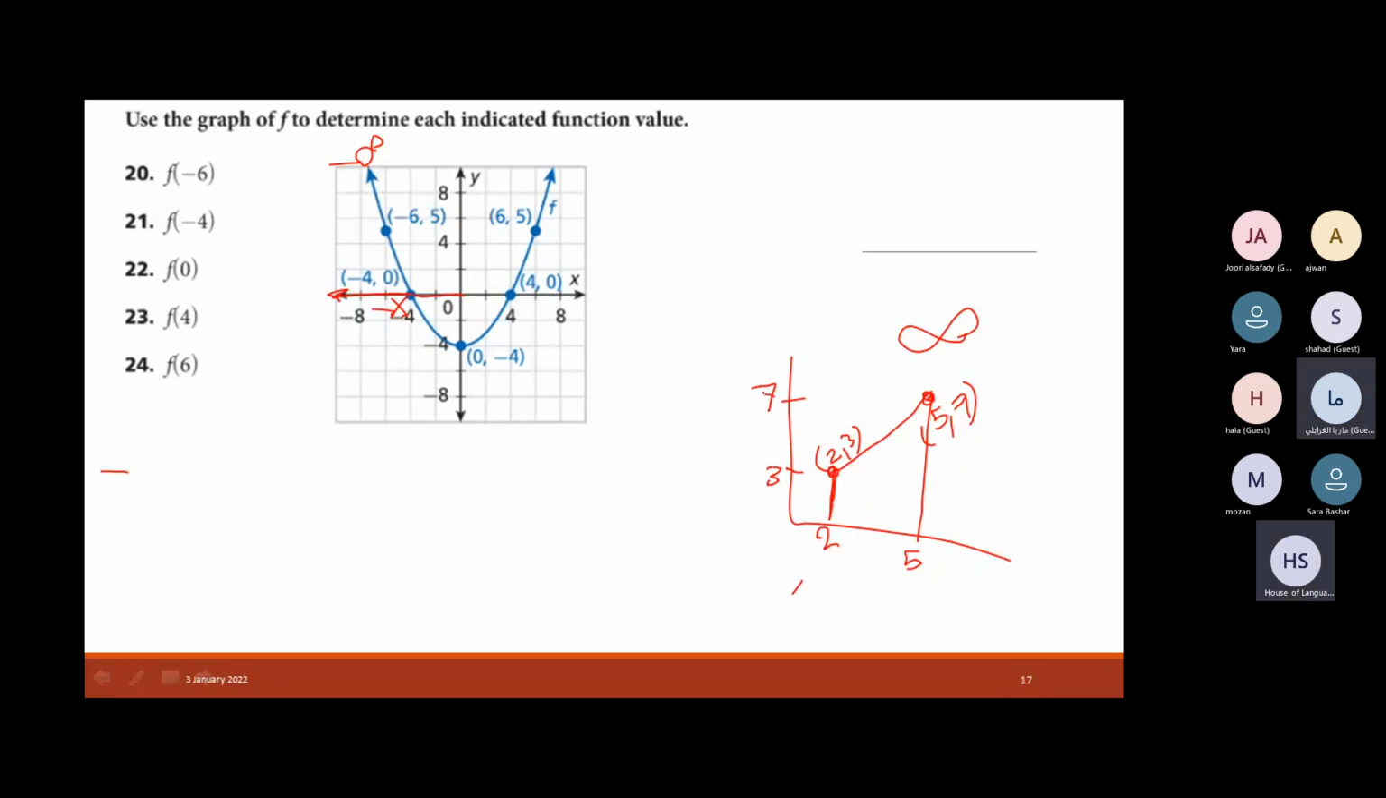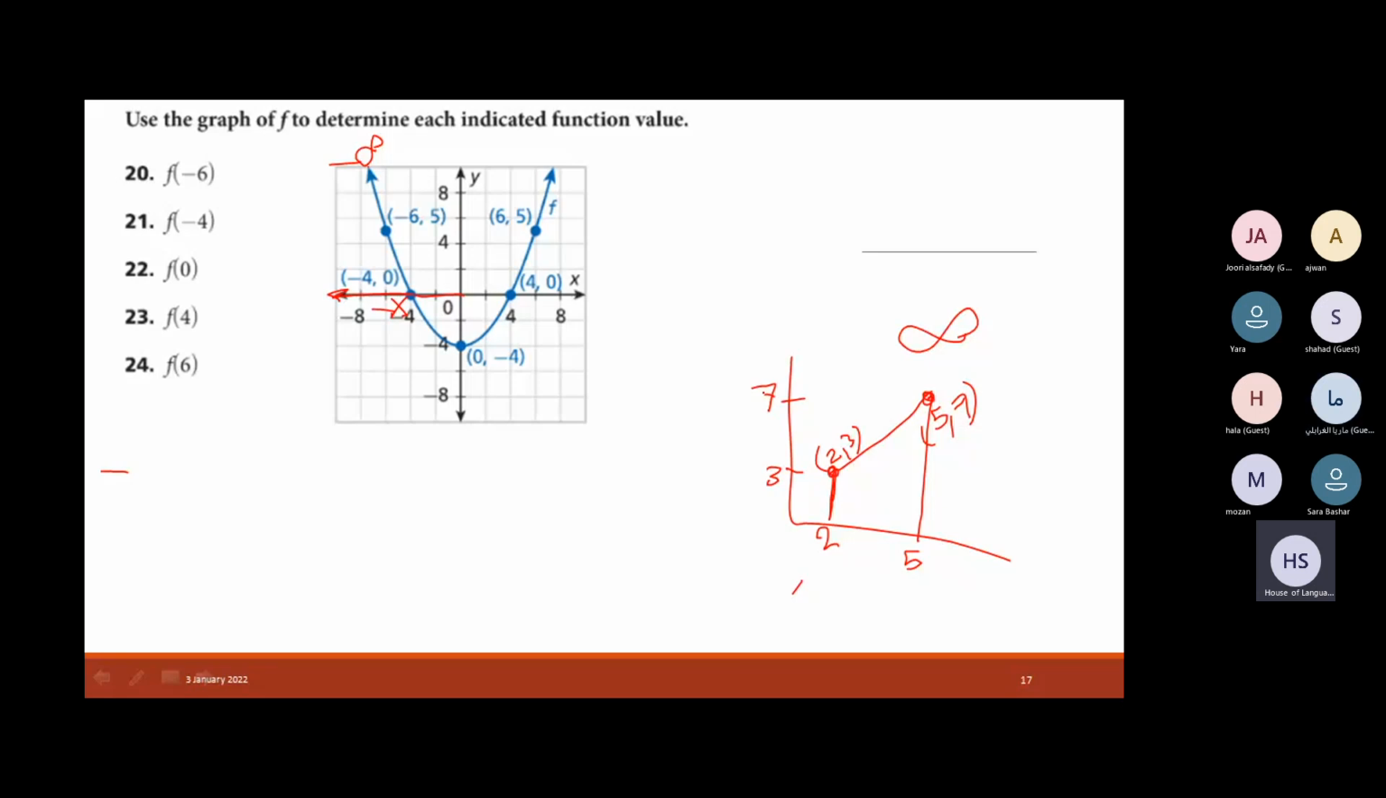Teacher, so the answer could be like from -6 to 6. That's the domain. Yes, hello. This is what we talked about yesterday. Yeah, teacher, but that can be the answer, right?